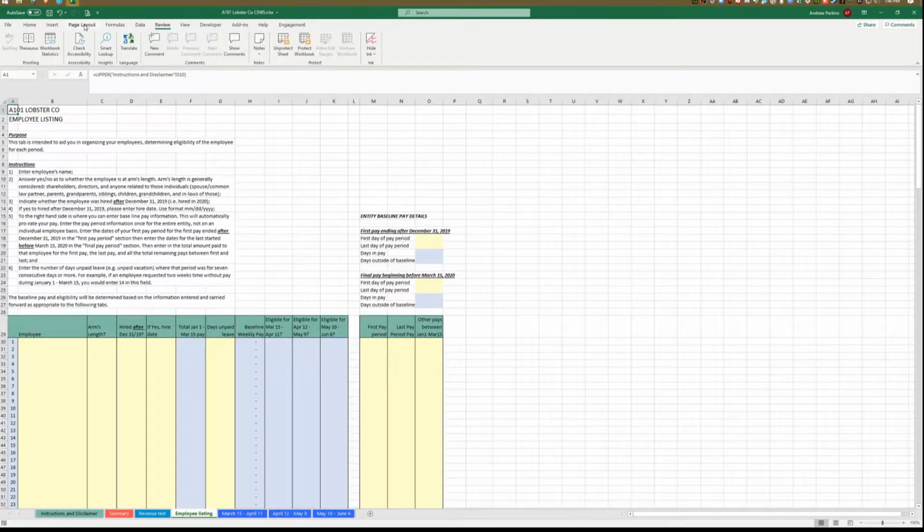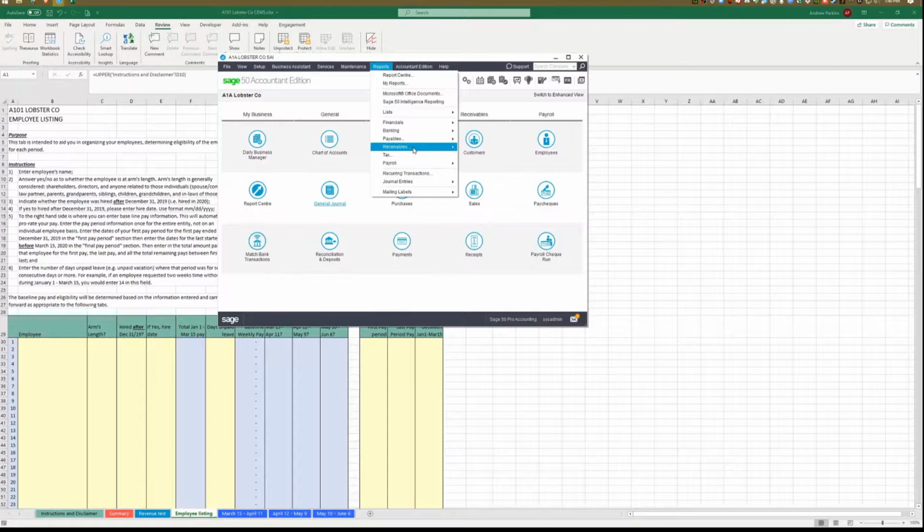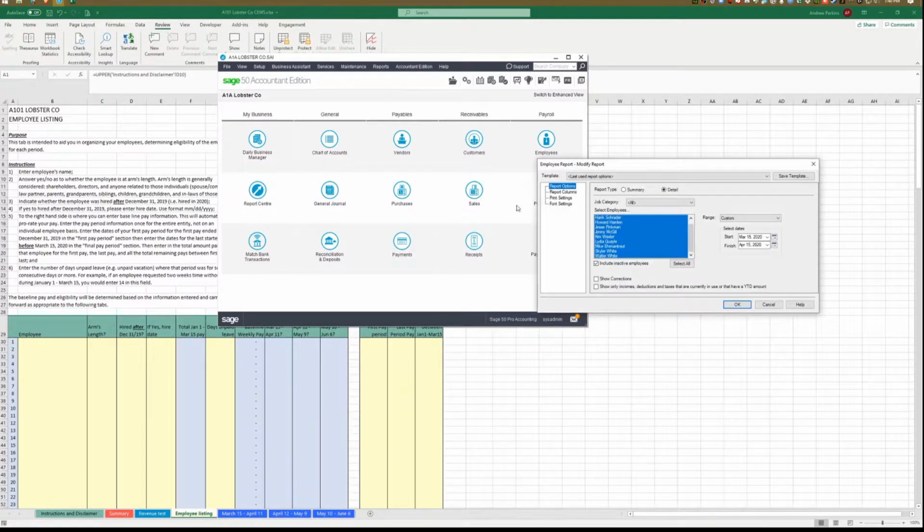with our client, A101 Lobster. What we're going to do is first pull up our employee information. You can do that in Sage 50 by going to Reports, Payroll, Employee. We see we've got our listing of employees here.